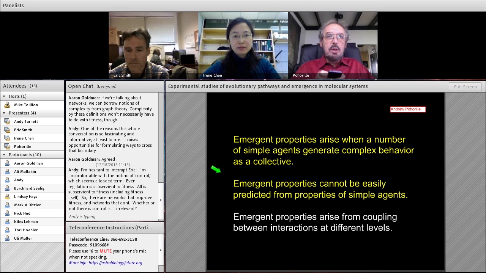And just to remind people, emergent properties arise when a number of simple agents generate complex behavior taken together, and they cannot be easily predicted by looking at those simple agents that come together. Another characteristic of emergent systems is that they arise from coupling between interactions at different levels. And this is actually one of the places where emergent properties meet evolution, because it's also a hallmark of evolution.